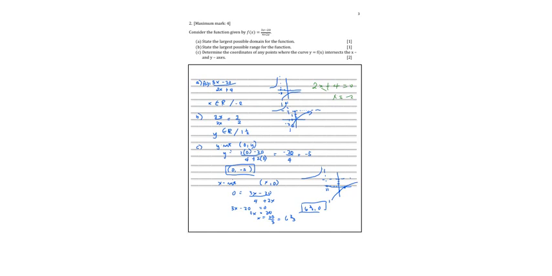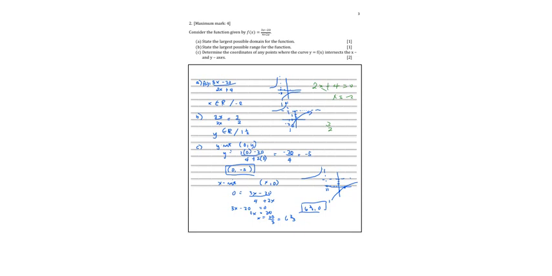For letter B, state the largest possible range for the function. So you have to know the y values. I tried to draw here the figure. So for the y values, you can get the horizontal asymptote, which is equal to, since they are of the same degree, 3 over 2 or 1.5. So everything is possible for your range except for 3 halves, or 1.5, because it is asymptotic to 3 halves. So y should be all real numbers except 3 halves.